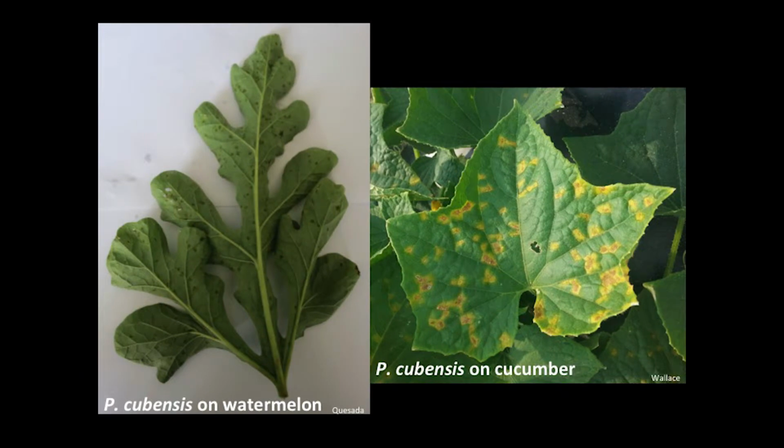Pseudoperonospora cubensis is the oomycete pathogen that causes downy mildew on cucurbit leaves. This pathogen causes chlorotic lesions to form on the leaves, mostly in areas near vein junctions. The shape and size of the lesion varies from host to host. For example, on watermelon, the lesions are small and circular, and on cucumber leaves, the lesions are large and angular.